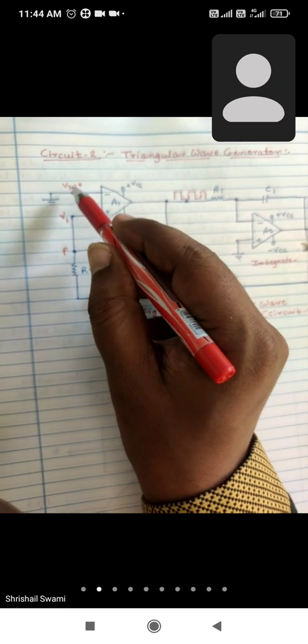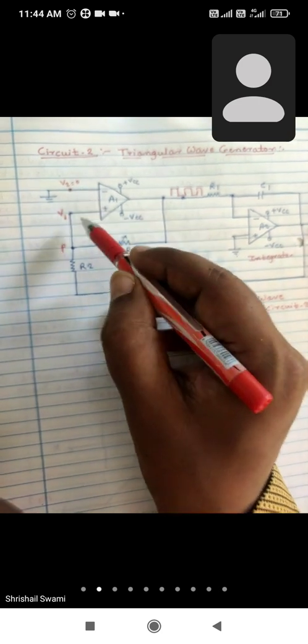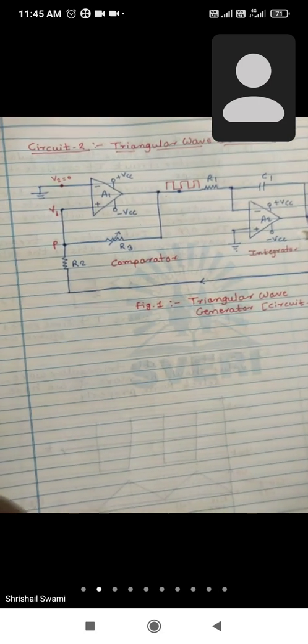It consists of two parts, one part is the comparator and the other part is the integrator. The integrator will convert the square wave into a triangular wave. Now how will the comparator work? The comparator will compare the two voltages V1 and V2. V2 is already 0. If V1 is greater than 0, it gives plus Vset. If V1 is less than 0, it will give minus Vset. That you already learned in the comparator part in unit number 4.